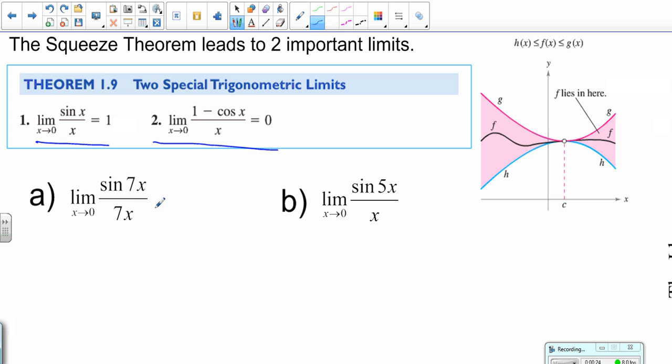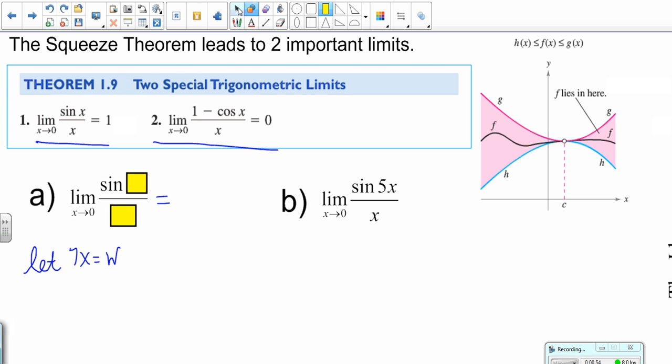On problem A, limit as x approaches 0 of sine of 7x over 7x. Can you see what that limit might be? Well, if I thought of 7x, let's just say let 7x equal w. I could replace 7x with w. Let's do that a little bit neater. 7x is going to become w for us. Then I end up with sine w over w.